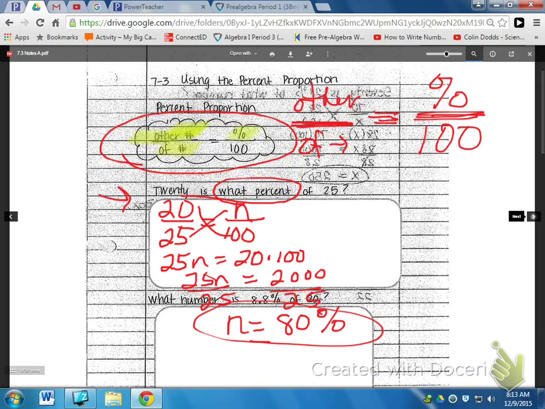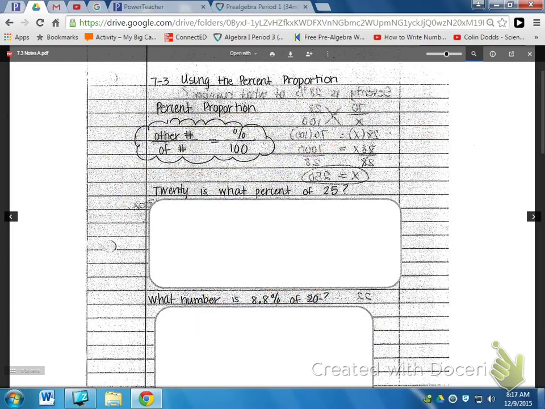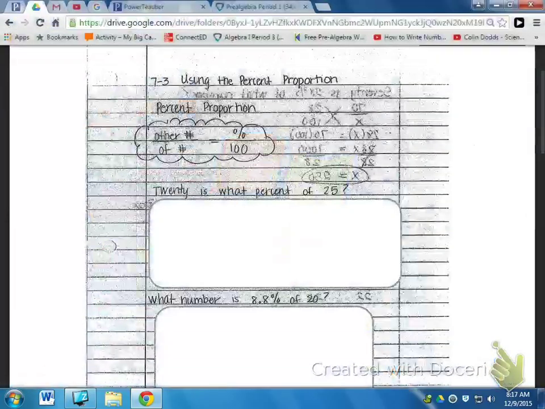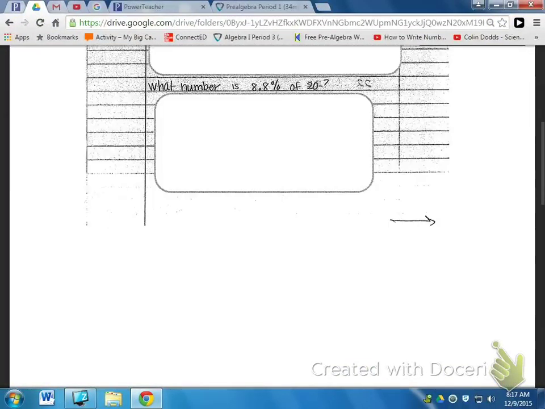Okay, well, let's move down just a little bit to the next one. What number is 8.8% of 20? Okay, Trayton, how do I start out? With the fraction bars. Fraction bar, equals sign, fraction bar, 100 on the bottom right. Okay, so you're looking for the percentage first. Did they give us one? Yeah. Where do I put it? Above the 100. So 8.8 is going above the 100.